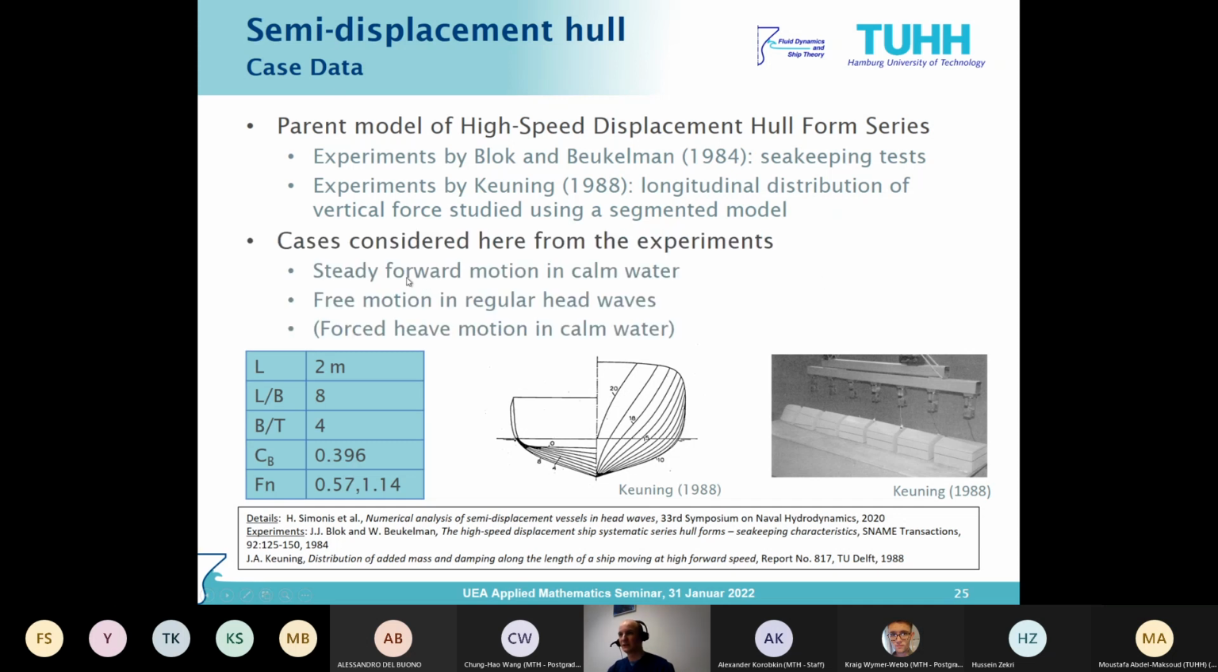And the cases I show you here are the steady forward motion in calm water and free motion in regular head waves. There was also a comparison of forced heave motions in calm water, which you can check in the paper if you are interested.